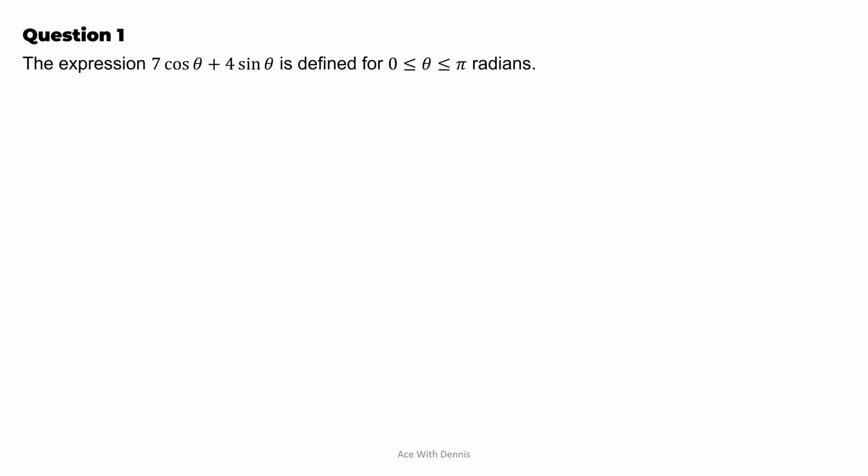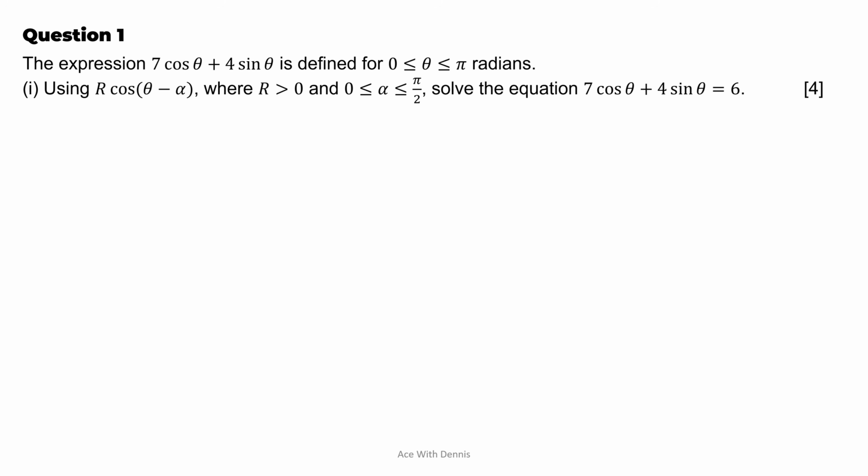Question 1. The expression 7 cosine theta plus 4 sine theta is defined for the range of theta from 0 to pi radians. Part 1: Using r cosine theta minus alpha, where r is greater than 0 and the range of alpha is from 0 to pi over 2, solve the equation 7 cosine theta plus 4 sine theta equals 6. 4 marks.